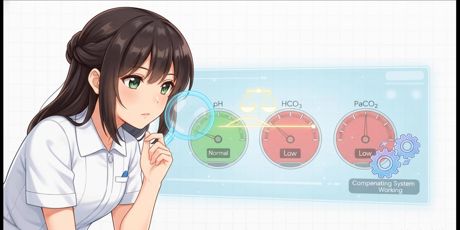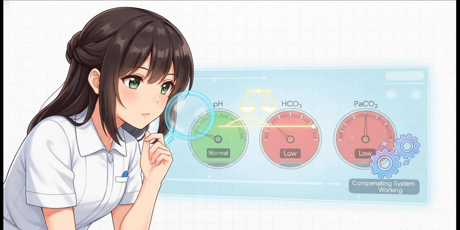All right, time for a tricky one. The pH is 7.38. Wait a minute, that's normal. So right away, you know we're dealing with full compensation. Now here's the trick. Which side of normal is it on? 7.40 is perfect neutral. 7.38 is on the acidic side. So the original problem was acidosis.